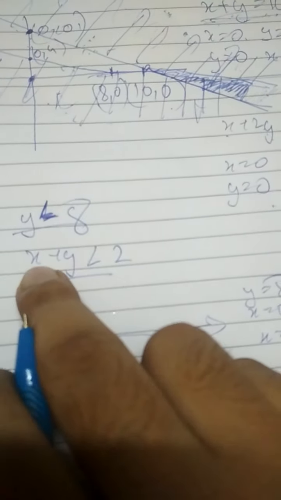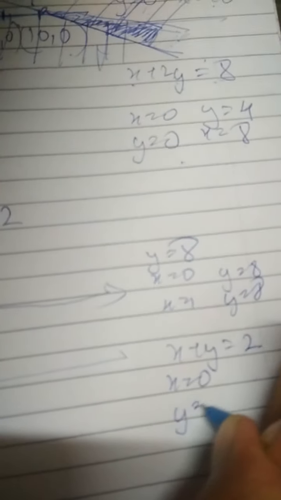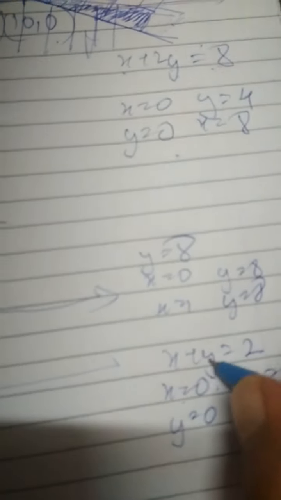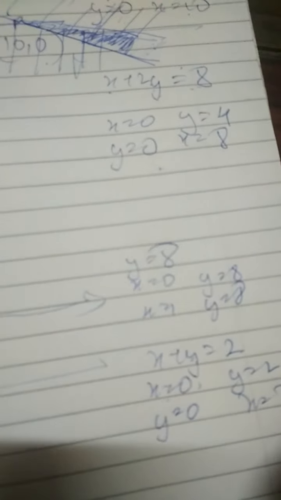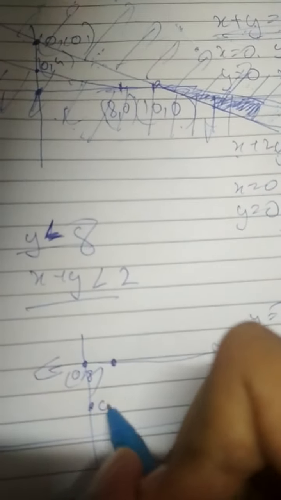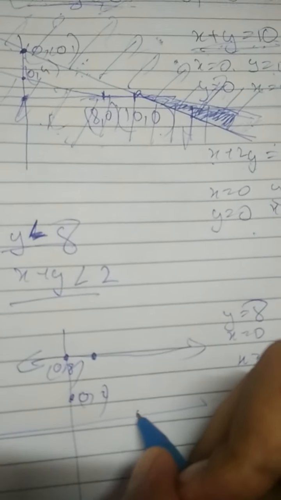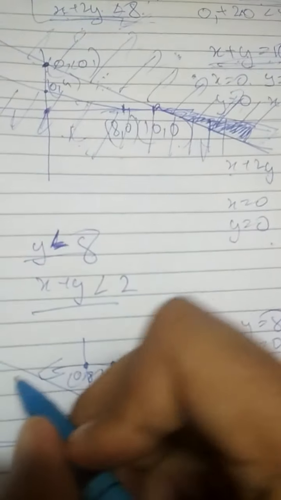Now we need to draw the line for x plus y less than 2. We will draw it for equality, x plus y is equal to 2. We put x is equal to 0 and then y is equal to 0. When x is equal to 0, y is equal to 2. In this equation, put y is equal to 0, so we get x is equal to 2. So x is 0 and y is 2, and x is 2 and y is 0. So this is the line over here.